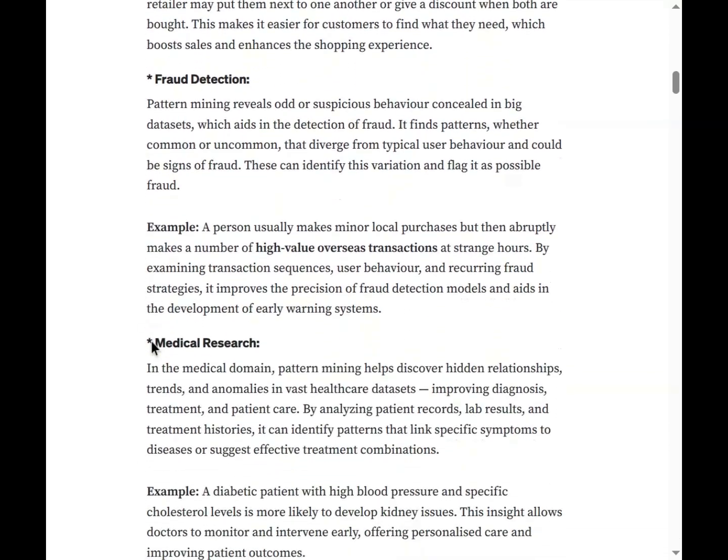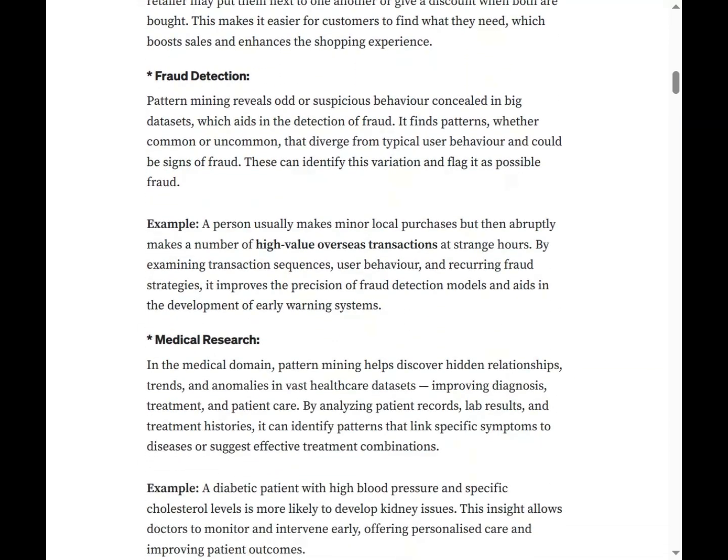And the next application is fraud detection, in banking or e-commerce. Here pattern mining helps to detect anomalies. If a user usually makes small local purchases, but suddenly makes a high value transaction overseas, that's a suspicious thing. By tracking sequences and behavior of the user, pattern mining improves fraud detection systems and helps trigger alerts early.